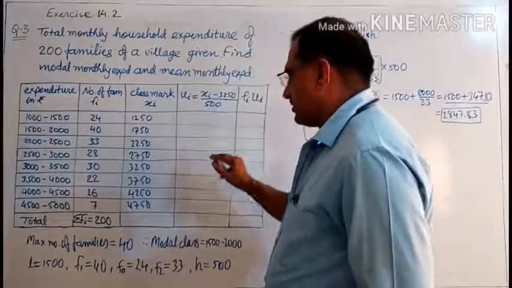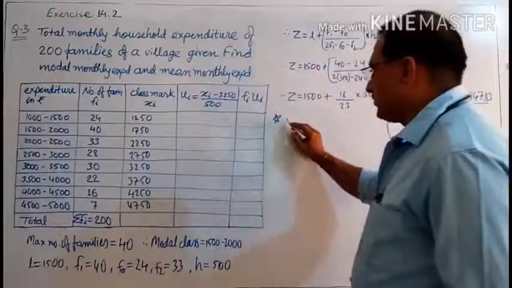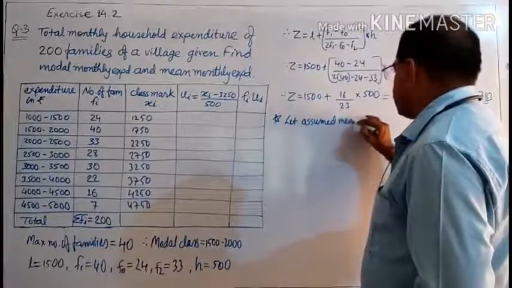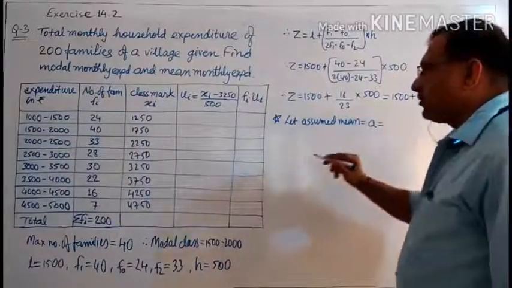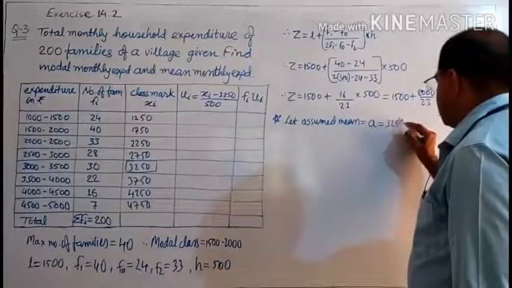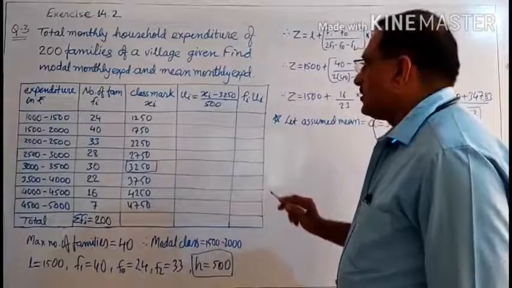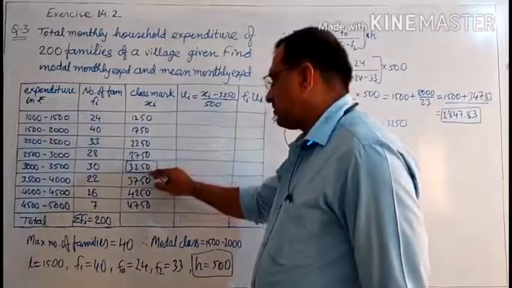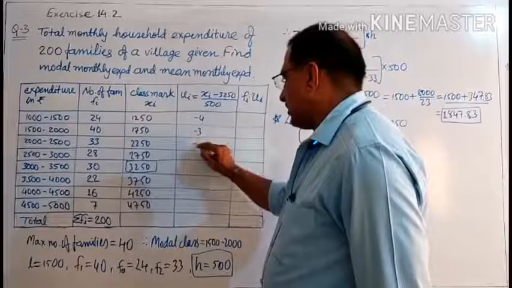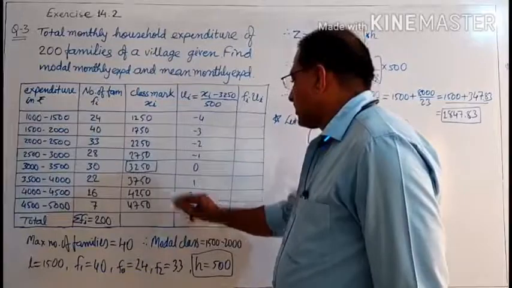Now we have to go for the step deviation. For this, first of all, we have to go for assumed mean. So let the assumed mean A be, let us say, 3250, and the class width we know already is 500. Therefore we can find the deviation, that is each observation minus 3250 divided by 500. The first one, 1250 minus 3250, is minus 2000, divided by 500, that is -4. Accordingly -3, -2, -1, 0, 1, 2 and 3 will be the step deviations.